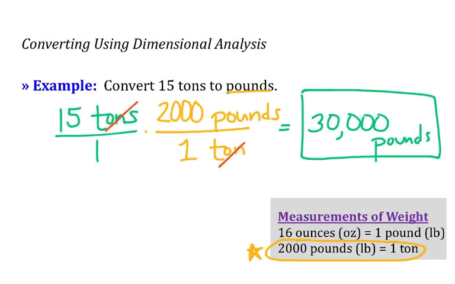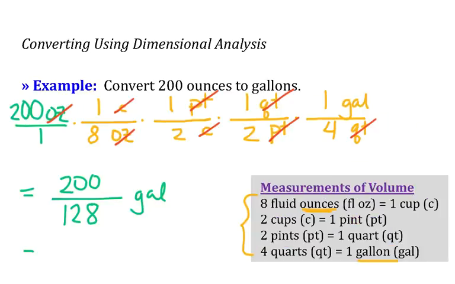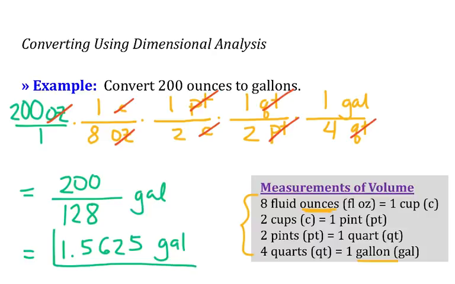And let's go ahead and just get a nice decimal approximation here. So 200 divided by 128 will give us 1.5625 gallons. And that means that 200 ounces is equivalent to 1.5625 gallons.